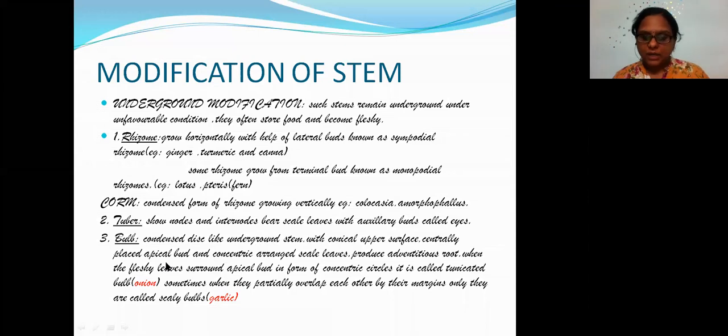They'll ask a lot of questions based on buds, because you can see in this particular slide how many types of buds we have come across: lateral buds, terminal buds, then the condensed form, then the axillary buds, and now the apical buds. So all these things are important. Please write it down and keep it.